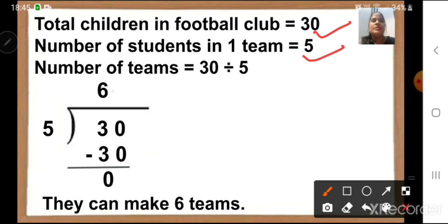Correct? So number 6 we will write here up in place of answer. Right? 5 6s are 30. Then put minus sign and subtract. 30 minus 30 is 0. So remainder is 0 and our quotient is 6. See children, we have got here number 6. With the help of previous example also I taught you how 6 will come, correct? How 6 is your answer. So they can make 6 teams. Understood children?